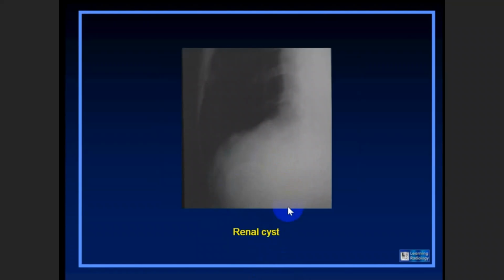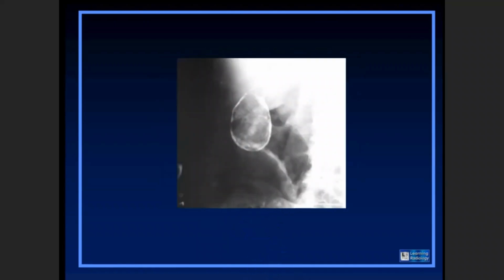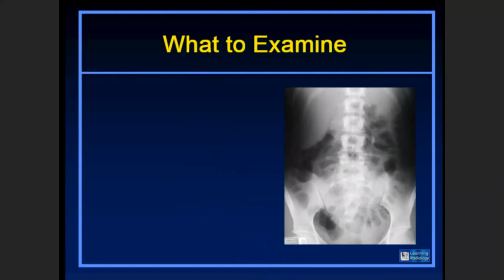Here, a calcified renal cyst in the right kidney. Here, a porcelain gallbladder, the wall is calcified.